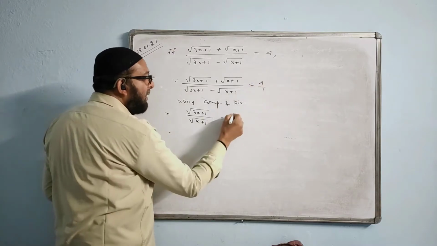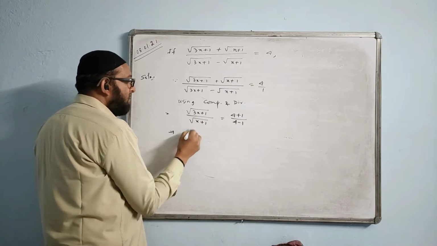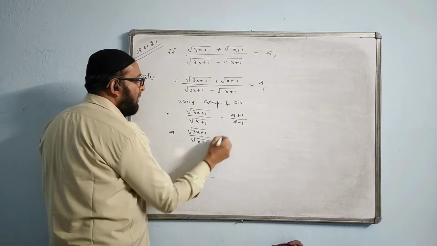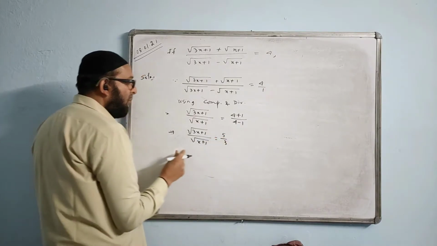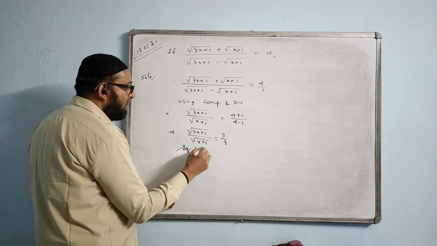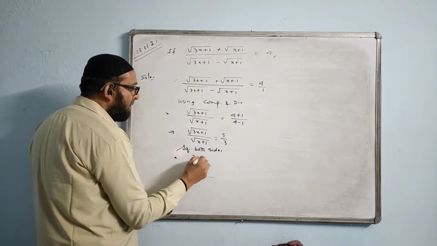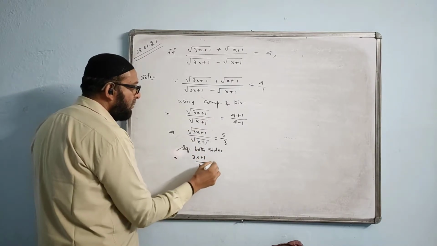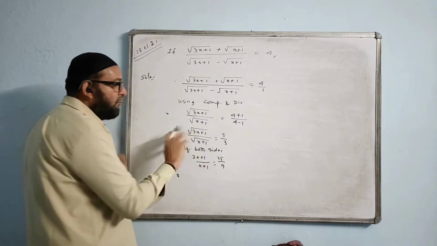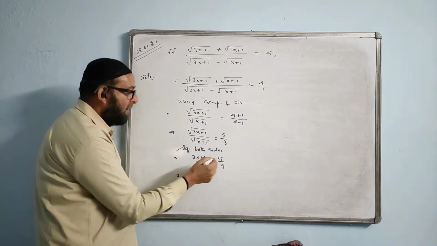And this side is not applied, we have to apply it. 4 plus 1, 4 minus 1. This one just copy: root of 3x plus 1 by root of x plus 1 equals 5 by 3. How to remove the square root? By squaring both sides. Yes, squaring both sides. The root will go directly, 3x plus 1, and here also the root will go, you get x plus 1. This will come 25 by 9. Now we will do cross multiplication and find the value of x.